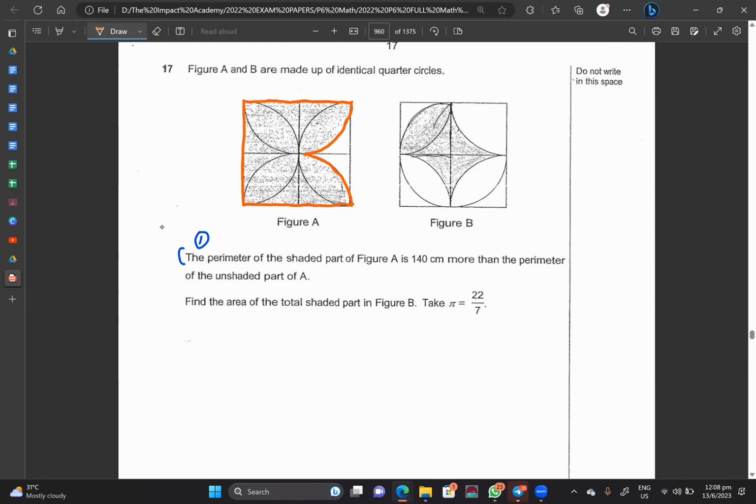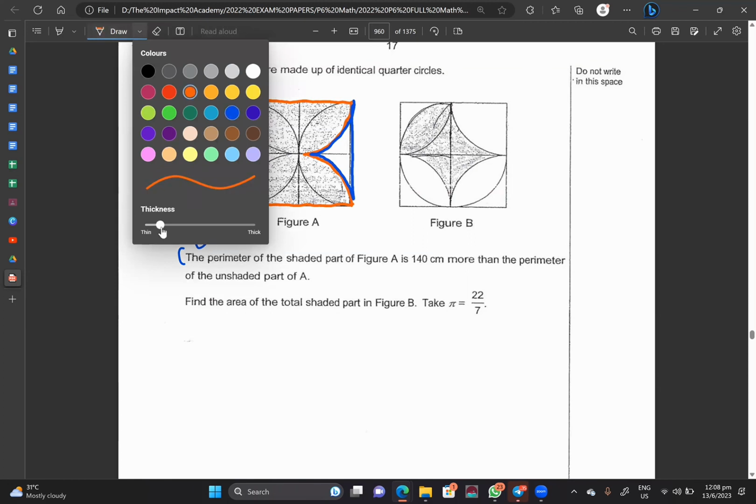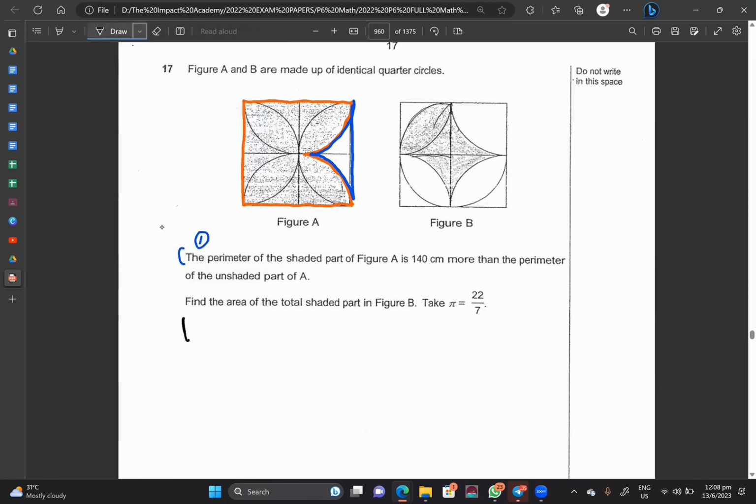And according to the question, it is 140 cm more than the perimeter of the unshaded part. So here is the perimeter of the unshaded part. They share the same arc length, and then it goes all the way up to here. Now, when I look at this, I realized that the unshaded one is made up of one line, correct? Can you see the one line? One line plus two arc length.